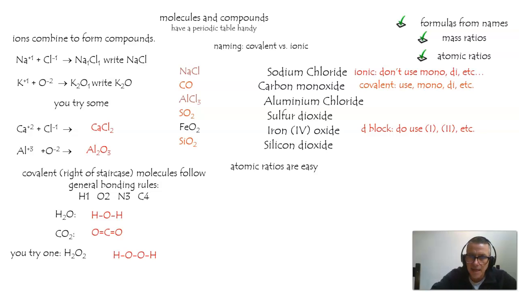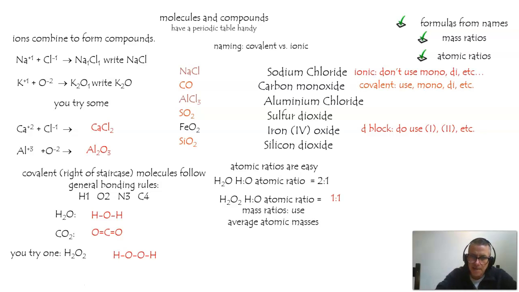Finally, atomic and gram ratios. The atomic ratios are all over the place here, and they're very easy. 2 to 3 for aluminum oxide, 1 to 3 for aluminum chloride, 1 to 2 for iron oxide. So that's pretty straightforward. Water is an H to O ratio of 2 to 1. Beware of those cases where you can reduce it down. It's best to say that hydrogen peroxide has an H to O ratio of 1 to 1, not 2 to 2.